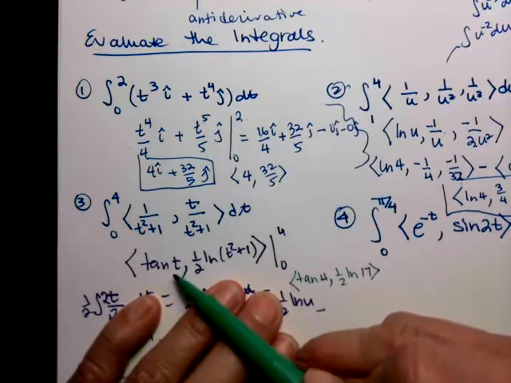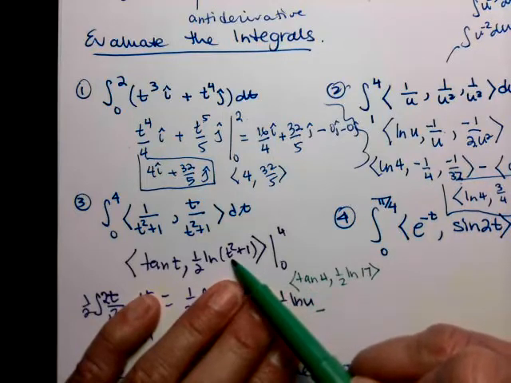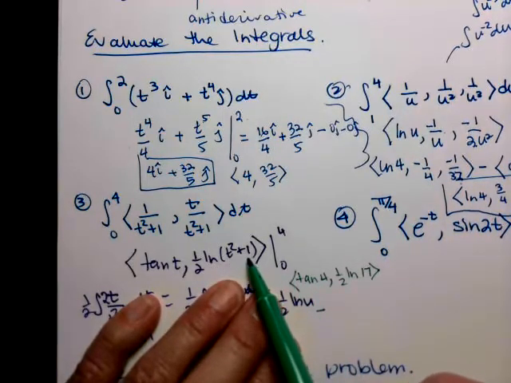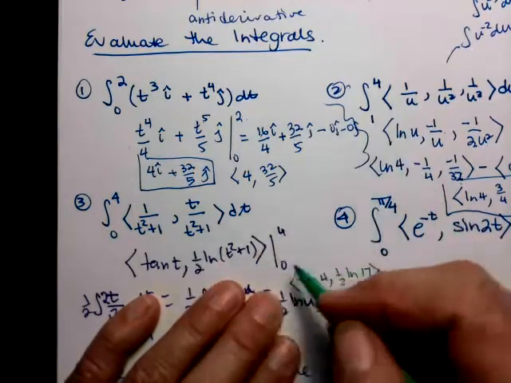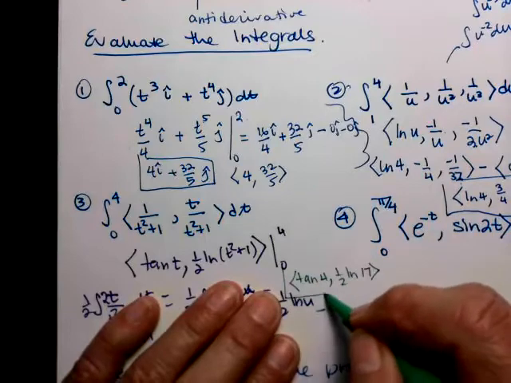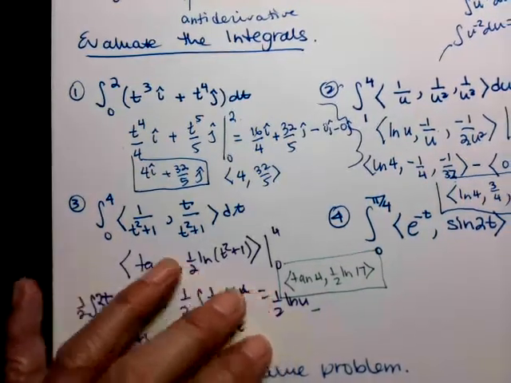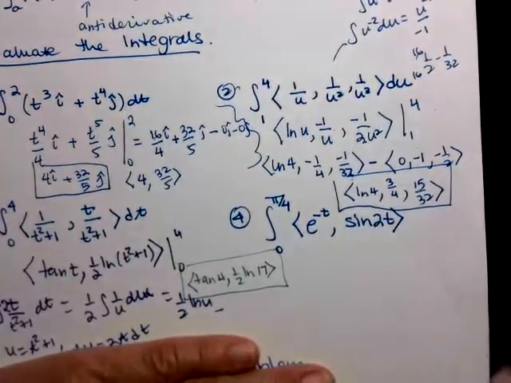So I have tangent of 0 is 0. And the natural log, plugging in a t of 0, 0 plus 1, 1. Natural log of 1 is 0, times 1/2 still 0. So that second limit is just a 0. So this is my final answer. Okay, last one before I do my initial value problem.